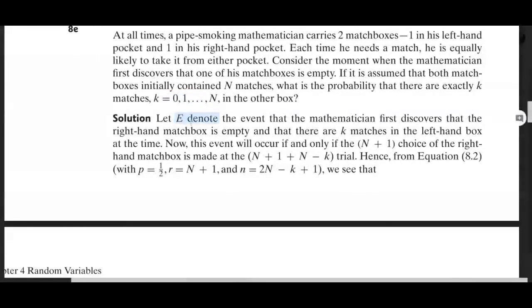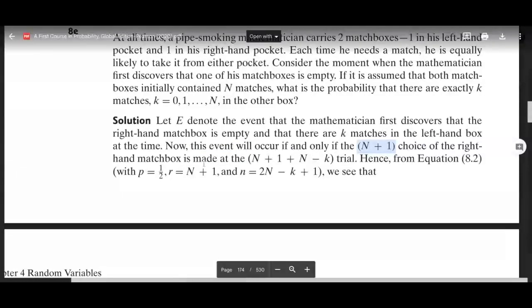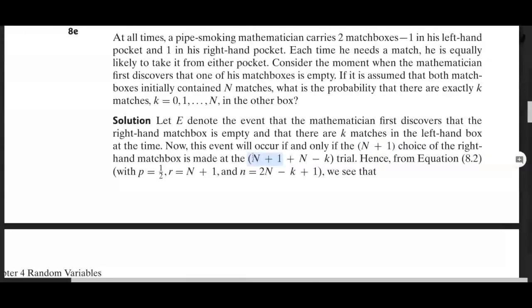Let E denote the event that the mathematician first discovers that the right-hand matchbox is empty and that there are k matches in the left-hand box at that time. Now, this event will occur if and only if the n+1 choice of the right-hand matchbox is made at the n+1 plus n minus k trial, right? So right-hand and left-hand trials.